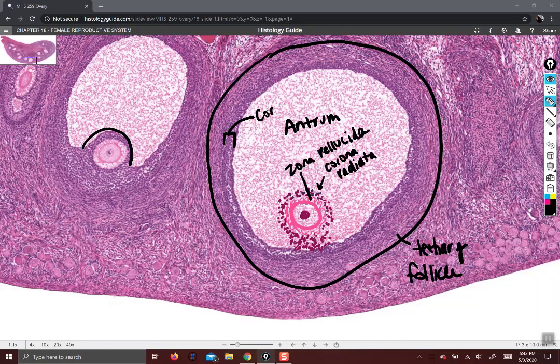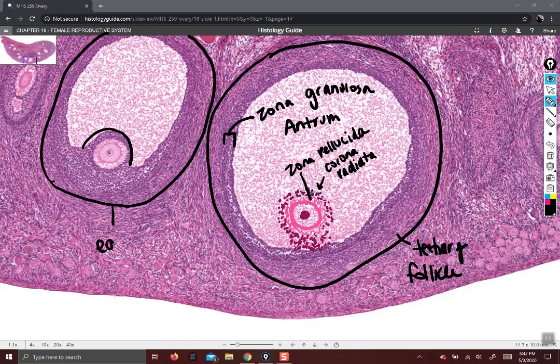So, oops. Zona granulosa. There we go. So I would call this big guy that I've just circled a late tertiary follicle. It's probably going to be ovulated soon. This guy over here, I would call an early tertiary follicle. It's just past the stage of being a secondary. So it is an early tertiary. It's just not quite as big as its neighbor.